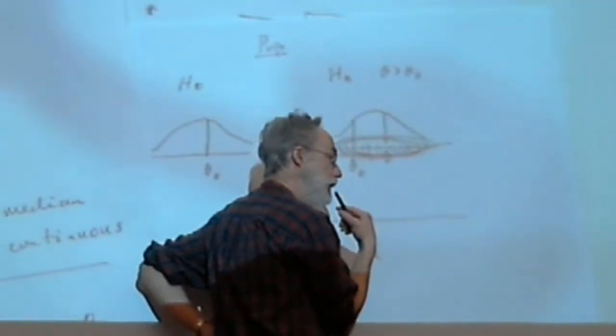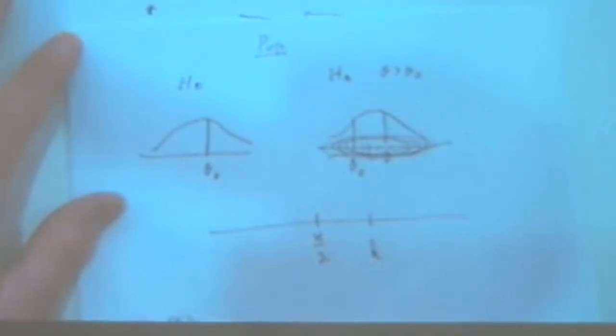K has got to be bigger than n over 2. And then how large is large? Type 1 error is all you need. Alpha is the probability under H naught that S of theta naught is greater than or equal to K. I just have to solve for K.